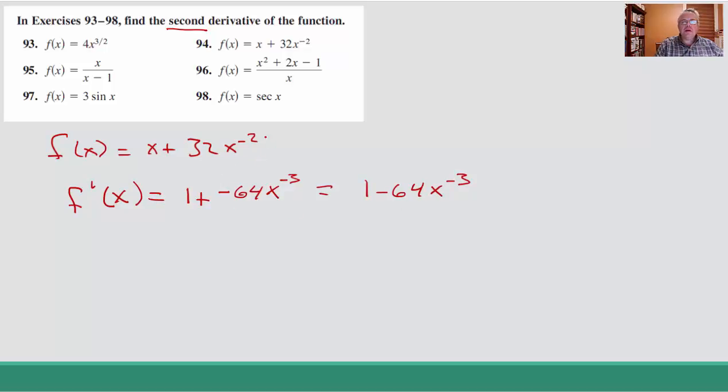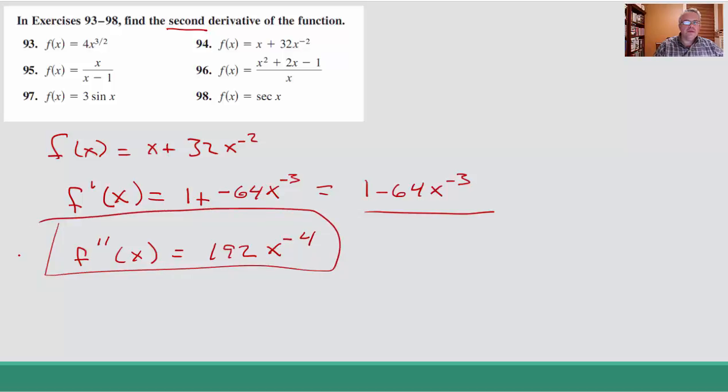Now, they gave us a problem with negative exponents, so I don't feel too bad about leaving it with negative exponents there. But we're not done. We have to take the second derivative, which means we take the derivative again. So f double prime of x is going to be the derivative of this. Well, the derivative of 1 is 0, and then we have minus 3 times a negative 64. That would be 192 x, and if we subtract 1 from the exponent, it would be x to the negative 4. That's the second derivative there.